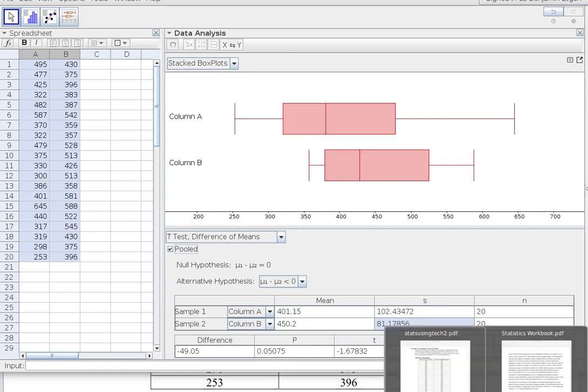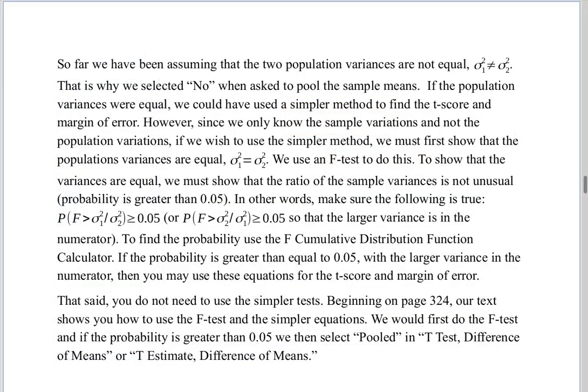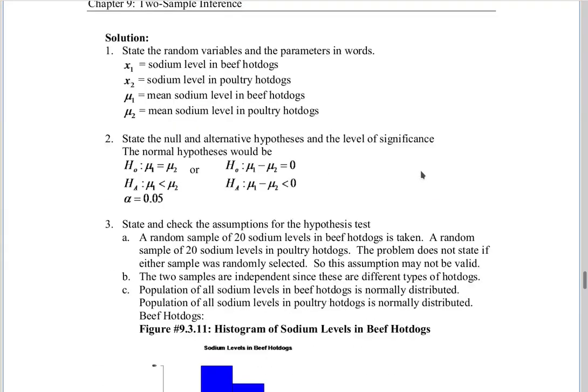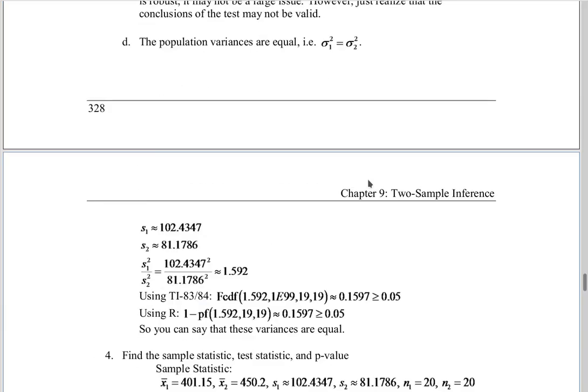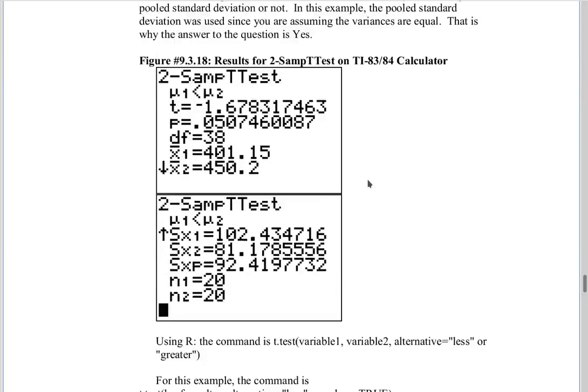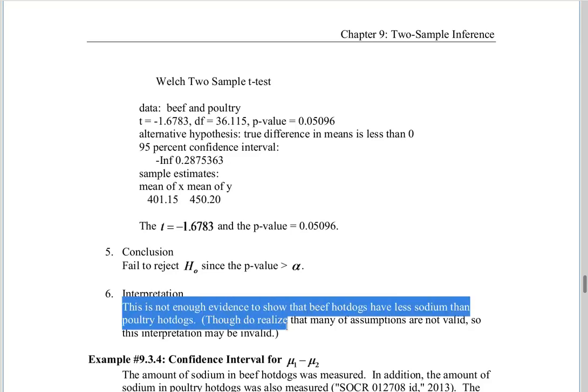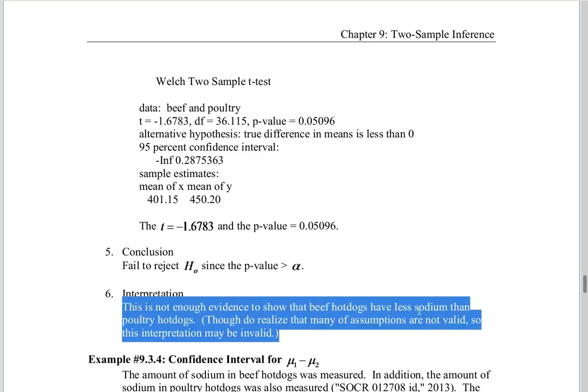Let's see what that means for our question. So let's go back to the text. And it says check at a 5% level of significance. Well, we're pretty darn close there. So let's remind ourselves that when the p-value is greater than alpha, we're going to fail to reject the null hypothesis. There is not enough evidence to show that beef hot dogs have less sodium than poultry hot dogs.